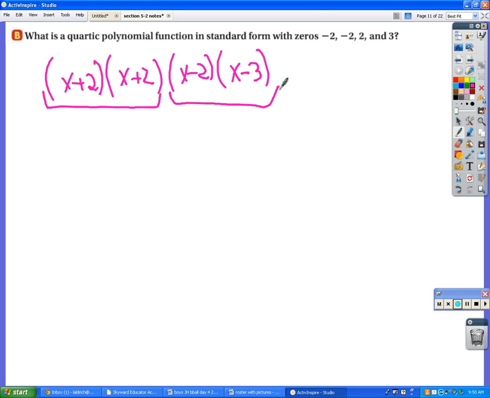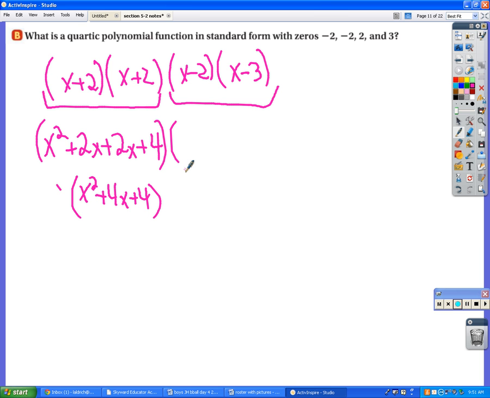If I FOIL this out right here, what do I get? x squared plus 2x plus 2x plus 4. And Reed has a good math instinct. He doesn't like this to be written like this, so it's really x squared plus 4x plus 4. But this is all times what I get when I multiply this stuff over here.